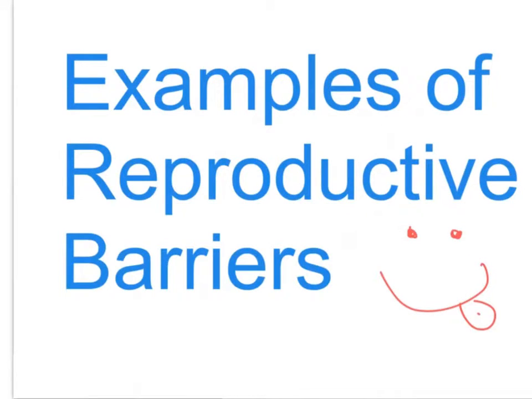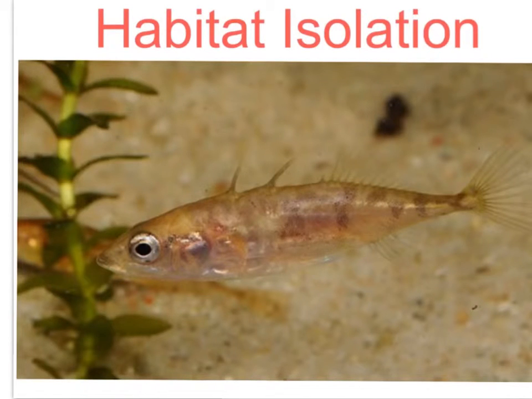Now, you might ask yourself, what does reproductively isolated mean? Well, that means members of different species have traits that prevent them from interbreeding with one another, while members of the same species can breed. There are many examples of reproductive barriers, and let me tell you some. For instance, let's look at habitat isolation.